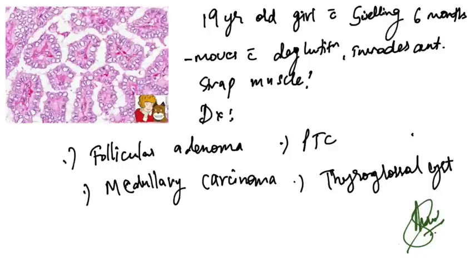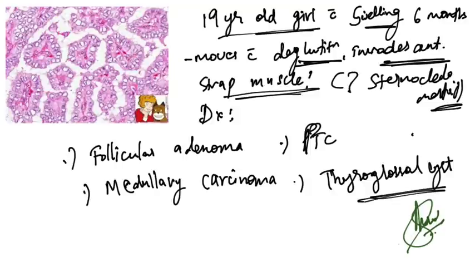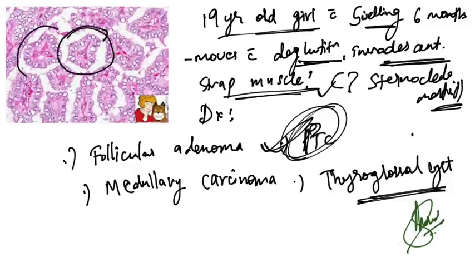Now, a case of a 19-year-old girl with swelling since 6 months, which moves with deglutition and invades the anterior strap muscle, or it invades the sternocleidomastoid. So what should be the diagnosis? A histopathological image was given, with options of follicular adenoma, PTC, papillary thyroid carcinoma, medullary carcinoma, and thyroglossal cyst. Since it moves with deglutition, a thyroglossal cyst can be suspected, but it does not invade the strap muscle. So the answer is papillary thyroid carcinoma, confirmed with this histopathological image. This is so peculiar for papillary thyroid carcinoma.